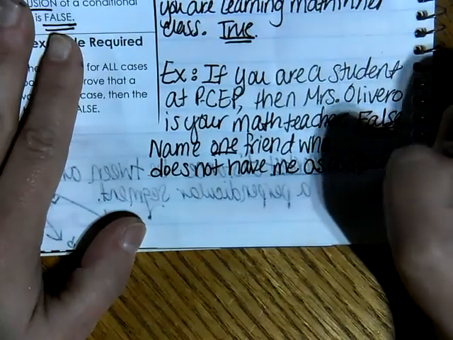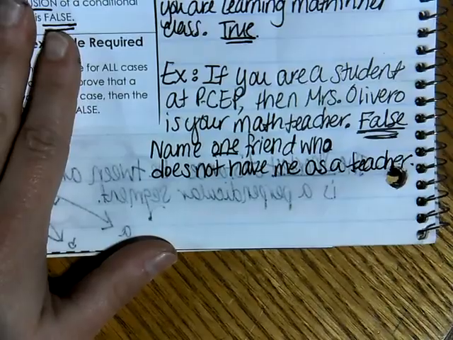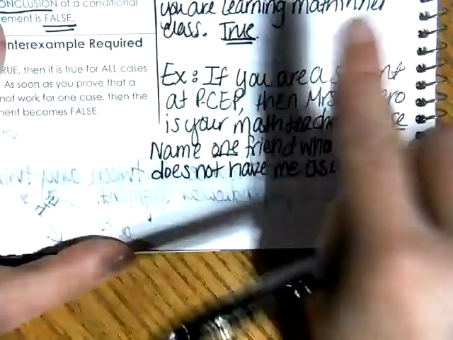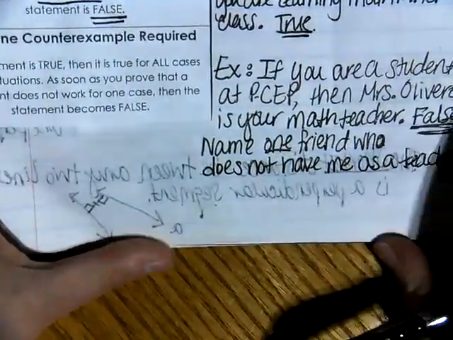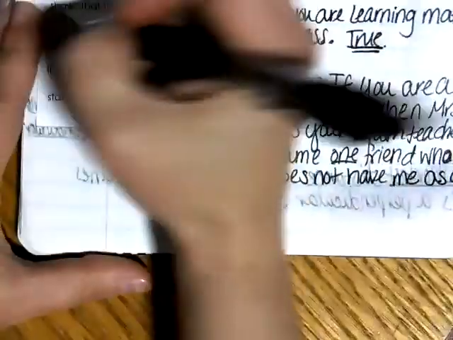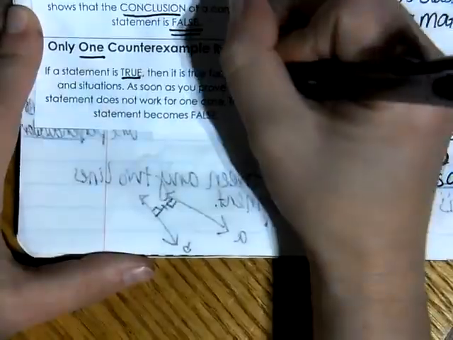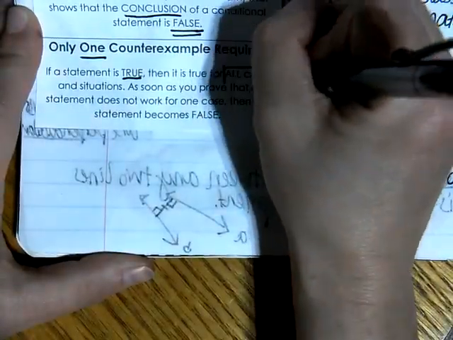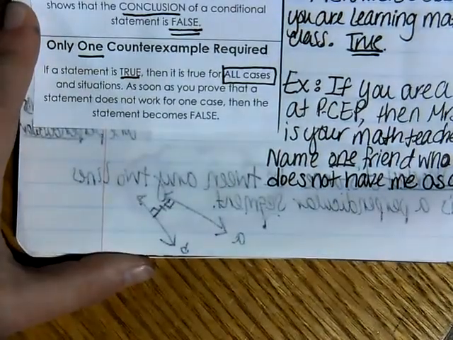Because by naming one person at PSAP that doesn't have me as a teacher, you are making this whole statement false. All it takes is one. And that's something I want you guys to really know. You only need one counterexample. Because if a statement is true, then it has to be true for all cases. All students at PSAP need to have me as a math teacher. But that is not true.